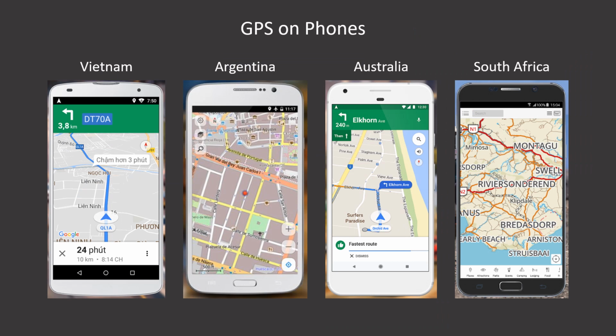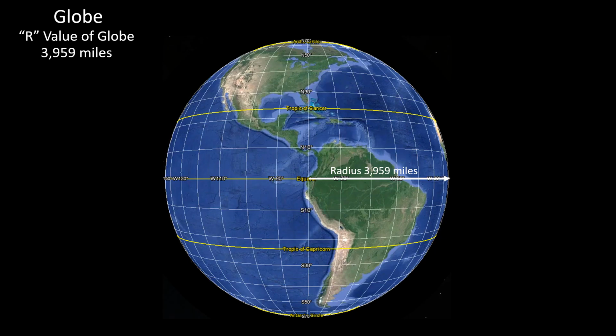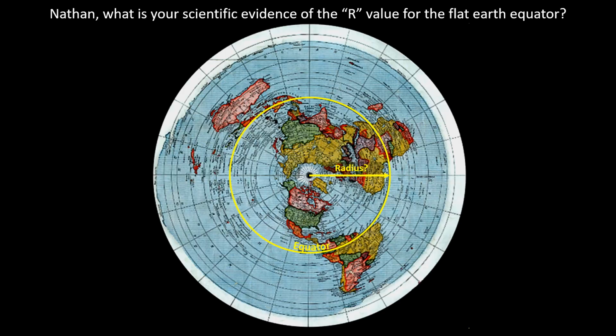Now, every country in the world has been surveyed like this, and this is why we have accurate maps. In fact, they're so accurate that these days you can go to different countries around the world and use your phone to find your exact location. So, Nathan, this would be my evidence of why the globe we live on has a radius of about 3,959 miles, because it's been measured by geodetic surveyors. So Nathan, what about your scientific evidence?